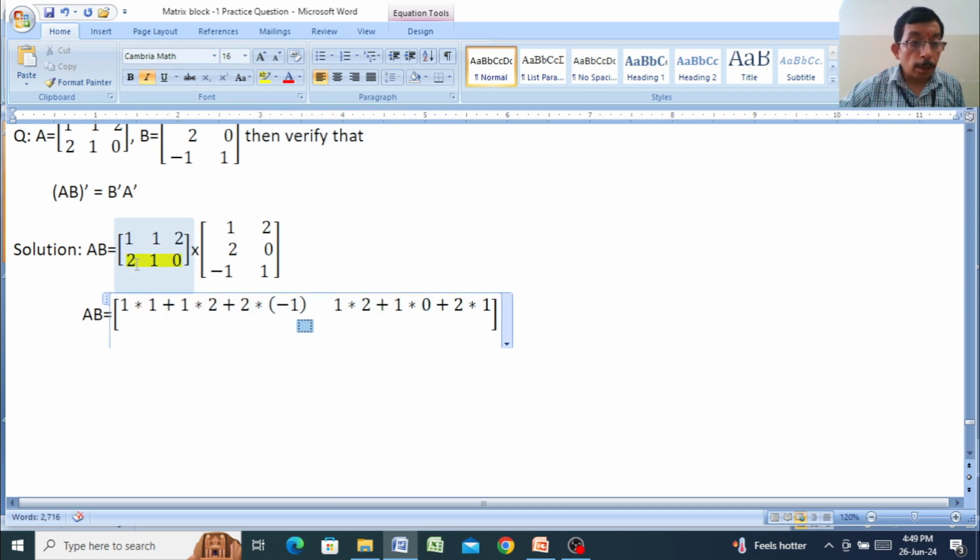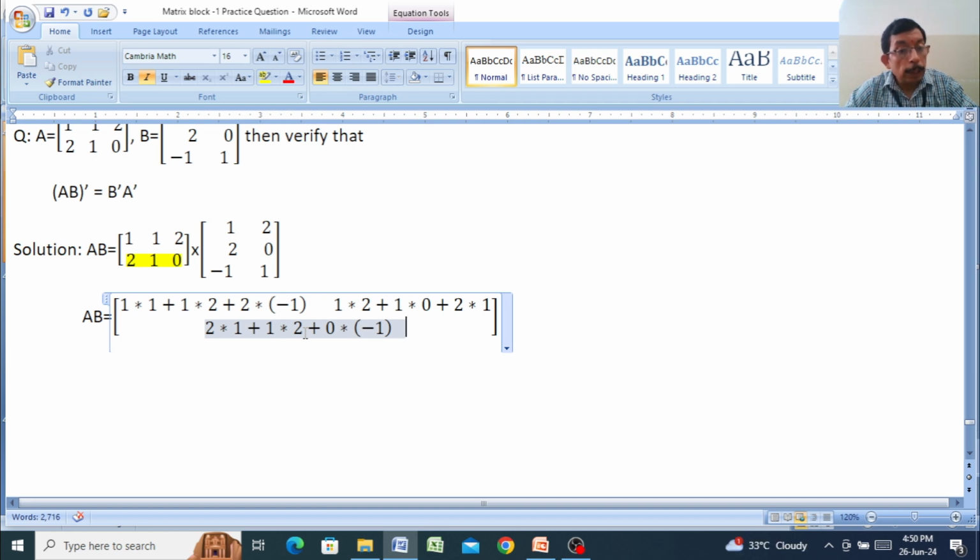Now we take the first element of the second row and multiply the first column first element, 2 multiply by 1, then plus, and the second element is 1 and the second element of the first column is 2, 1 multiply by 2, then plus, and the last element of the second row is 0, multiply by the last element of the first column is minus 1, 0 multiply minus 1. Now the second row first column multiplication is complete.